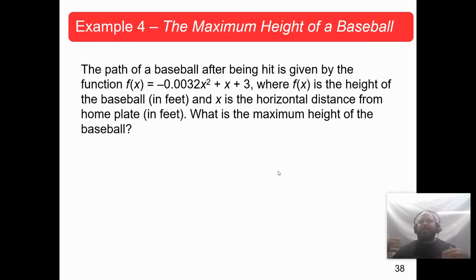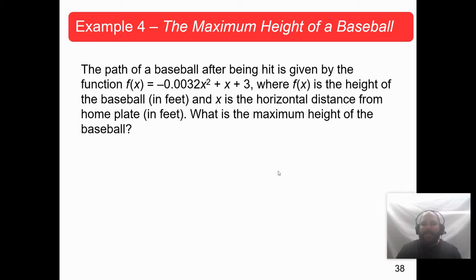And so using that thought process, we have this word problem that is asking us for the maximum height of a baseball. Now it says the path of a baseball after being hit is given by the function f of x equals -0.0032x squared plus x plus 3, where f of x is the height of the baseball, and then the x value is the horizontal distance from home plate.